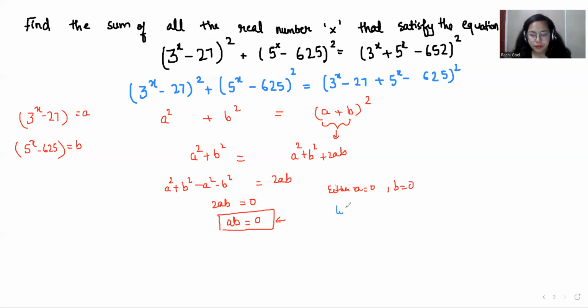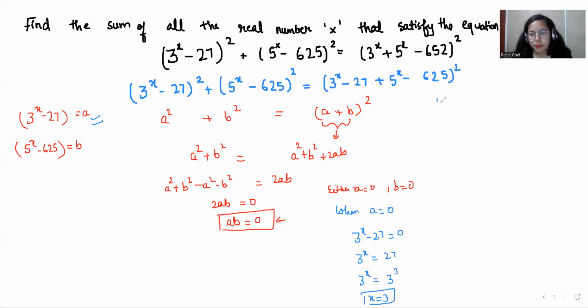When A equals 0, I can write it here: 3^x - 27 equals 0. So I can write it as 3^x equals 27, 3^x equals 3^3. The value of x is 3.